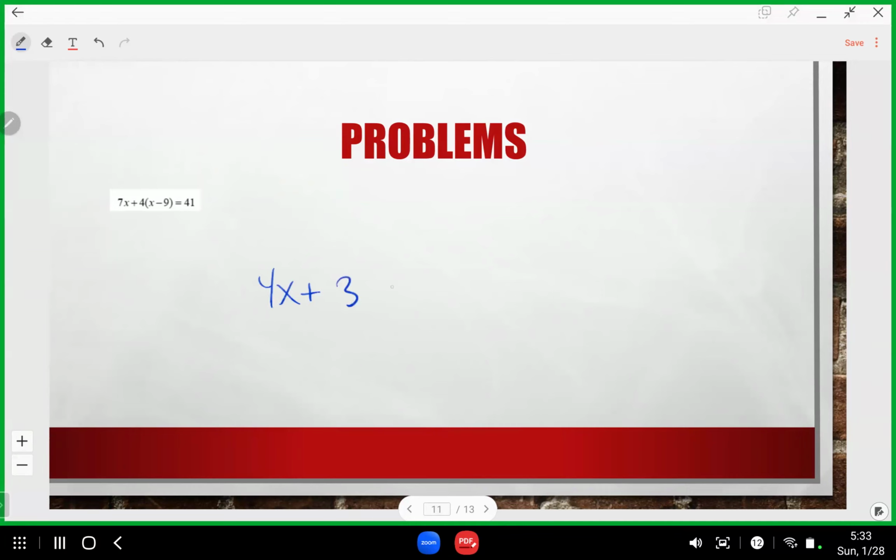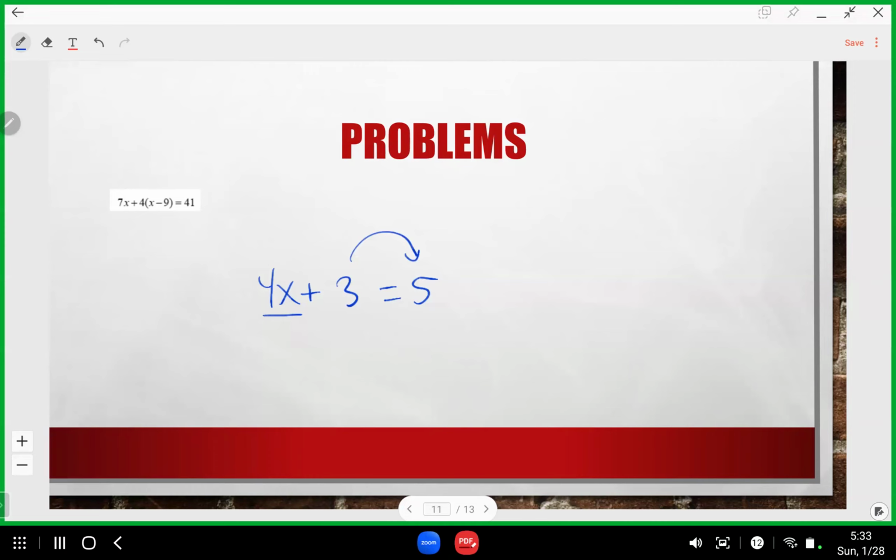So we have 4x plus 3 is equal to 5. How do we use inverse operations? What we've got to do is isolate the variable from the numbers. So we have to move the 3 to this side and keep the x here.